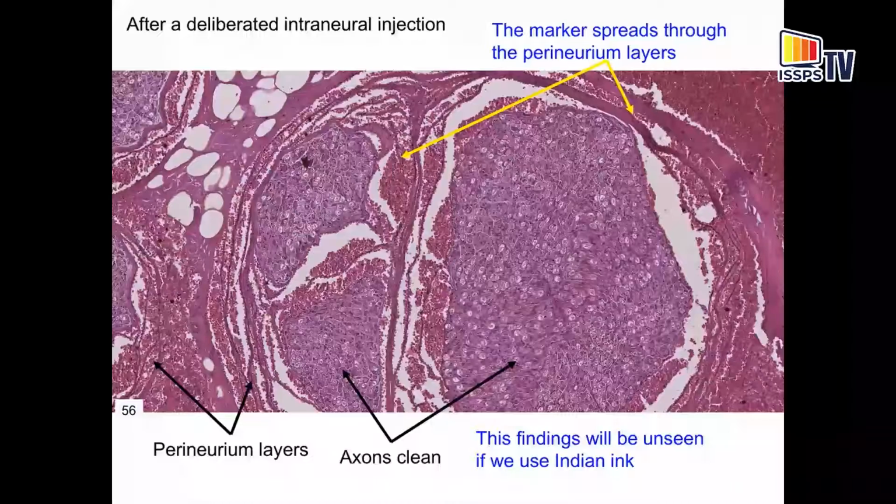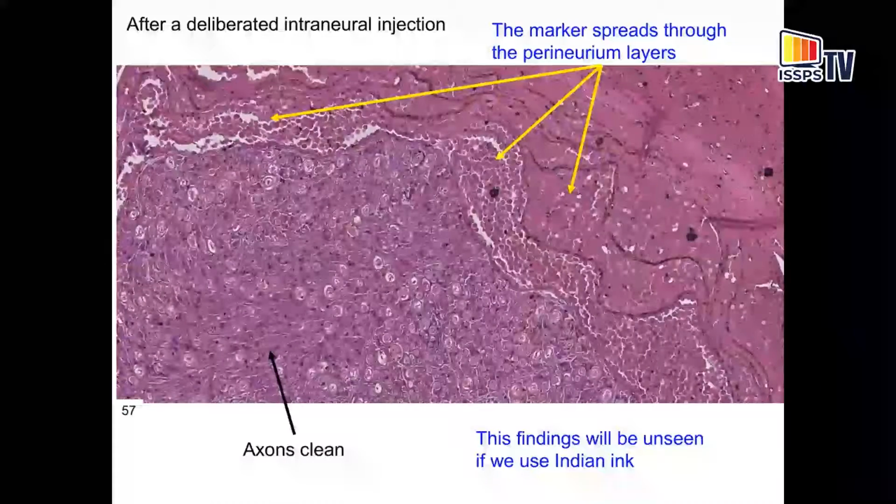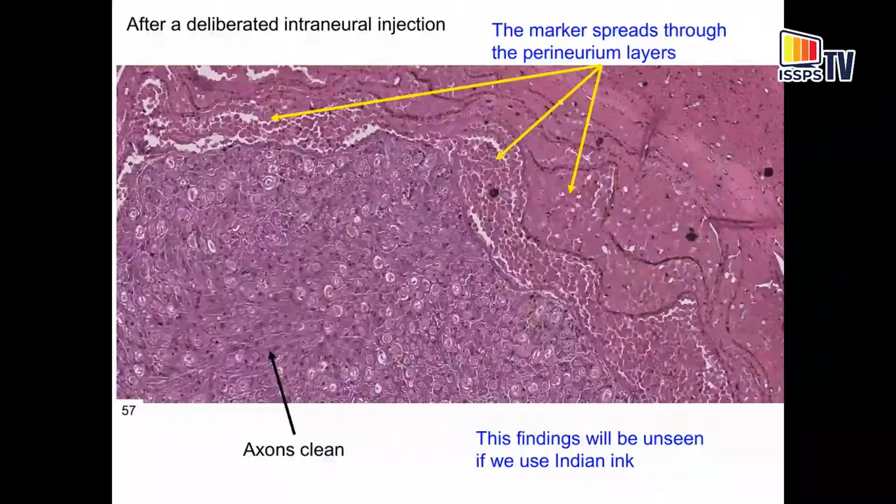The use of Indian ink would not allow the examiner to appreciate such details, and this finding could be misinterpreted as intrafascicular spreading. At more magnification, you can see the same, but in detail. The marker spreads through the perineurium layers.